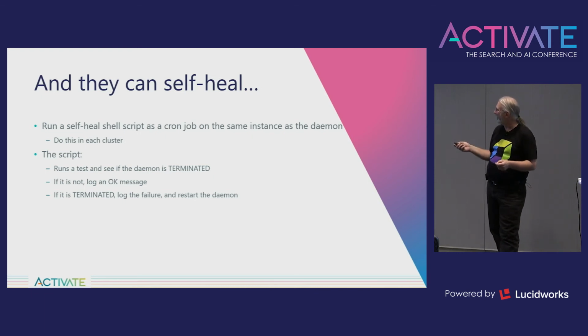So, in essence, you could have a script that does that request for the action list, looks for a terminated daemon. If it is, just rerun the curl command to start the daemon. It just fires right back up. That's all you need to do.